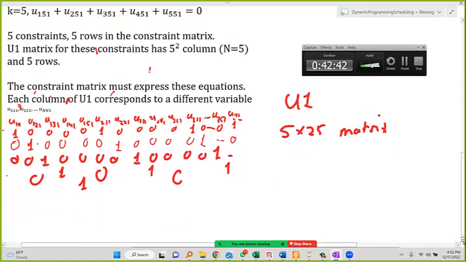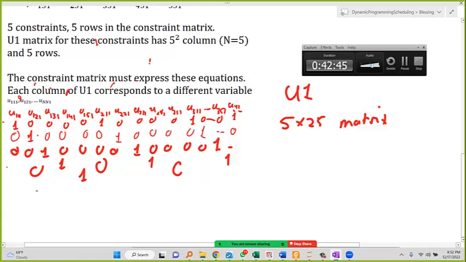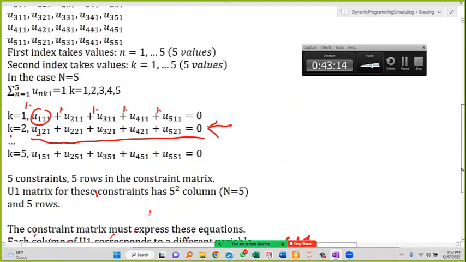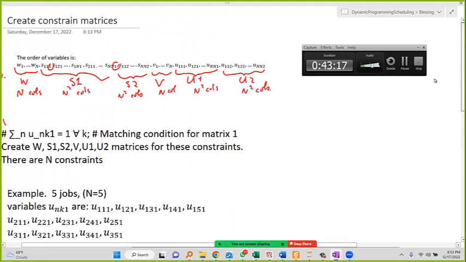Okay, so let's look at the W matrix. All these matrices are incorporated in the matching variable, the first one. Every constraint has a U1 part, a W part, an S1 part, an S2 part, a V part, a U2 part. Now remember, in this case, the W matrix has 5 columns. So we're looking at the case n equals 5. So W has n columns, so W has 5 columns.